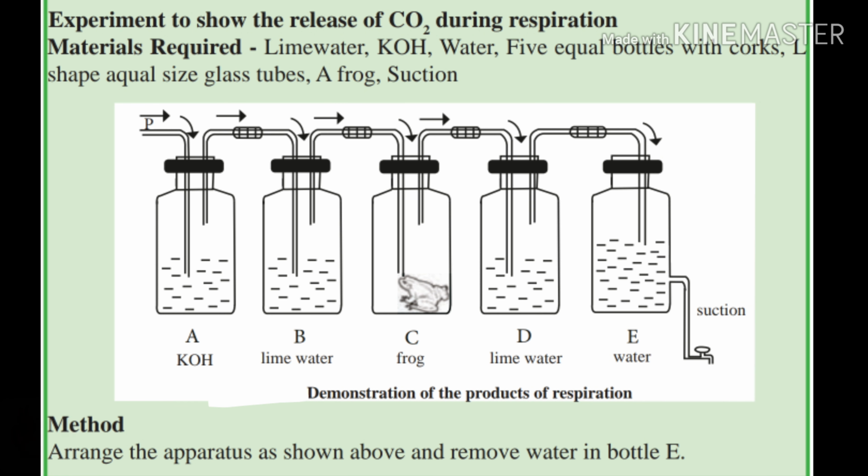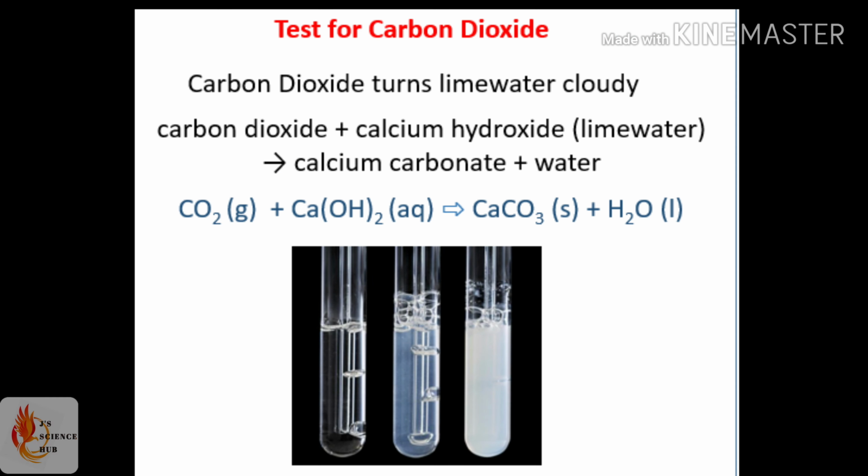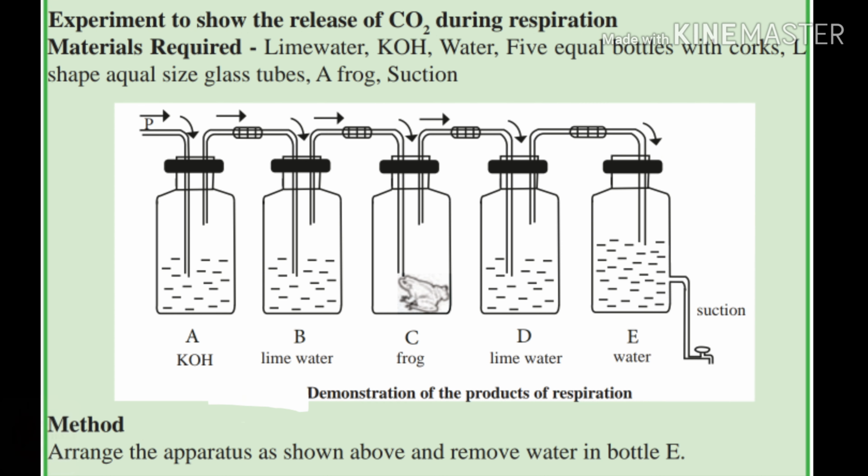So look at this experimental setup. This experimental setup shows us that carbon dioxide is released during respiration. In A we have KOH, in B we have lime water, in C we keep the frog, in D we have lime water, and in E we have water, right? If carbon dioxide is dissolved in lime water, it turns milky white, right? In KOH the CO2 is dissolved, so it won't go to vessel B.